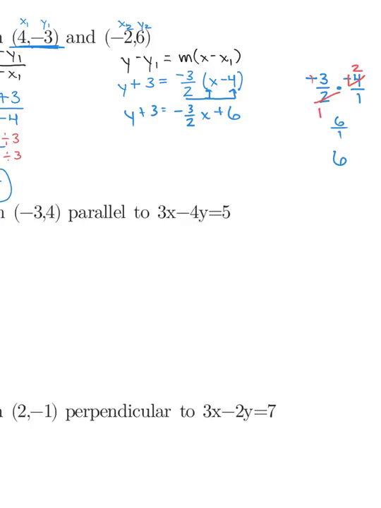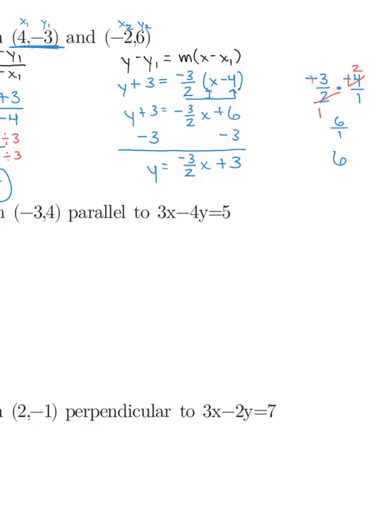So from here, in order to solve for y, I want to subtract 3 from both sides. And I am left with y equals -3/2x plus 3. And we're done. That is our equation.